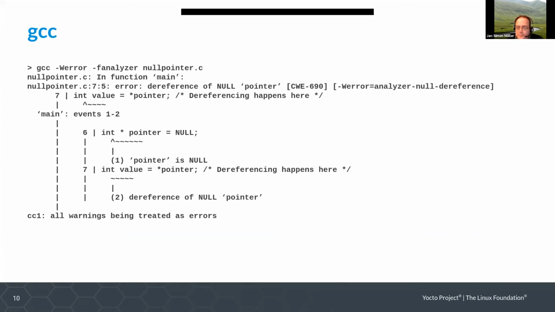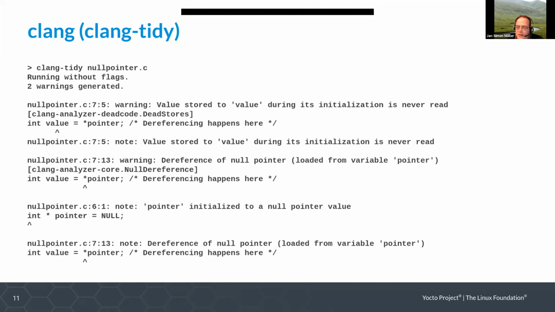So GCC with -fanalyzer will print out this big and, well, quite helpful output meanwhile. And yeah, I think that's quite useful meanwhile. clang-tidy. So clang-tidy is using the clang/LLVM tool to find those issues. Output is a little bit different.